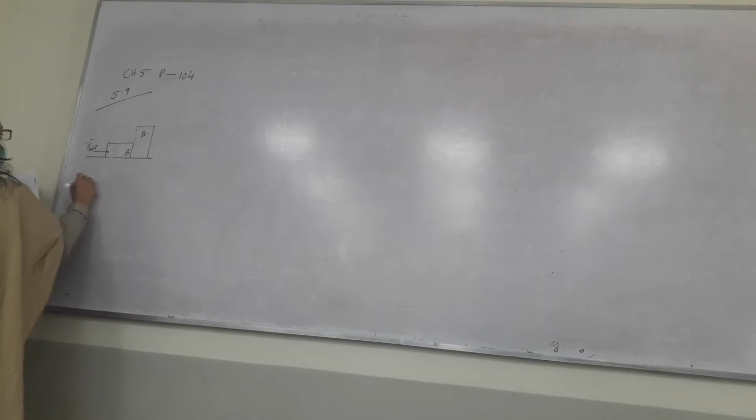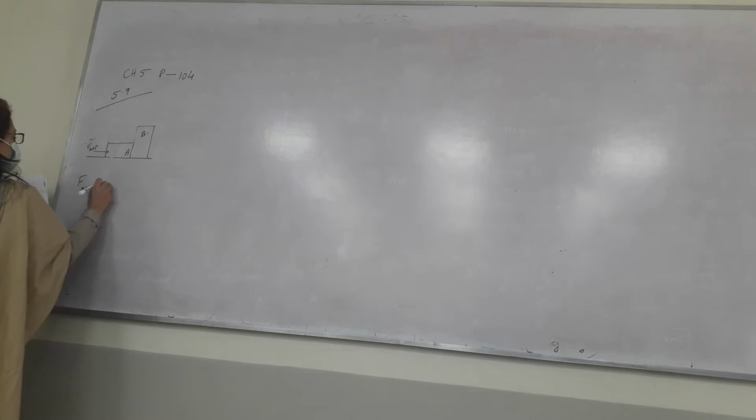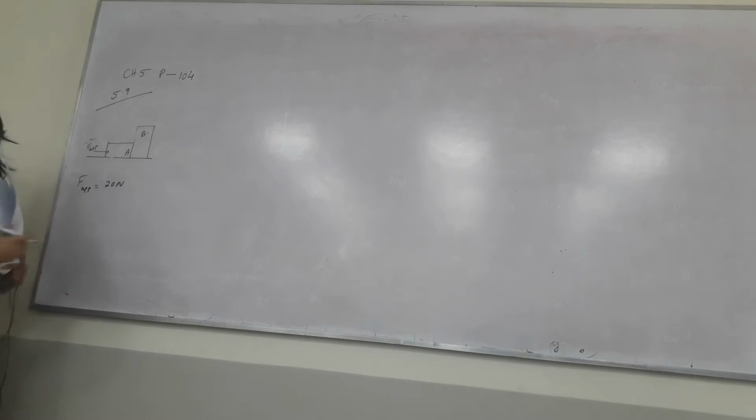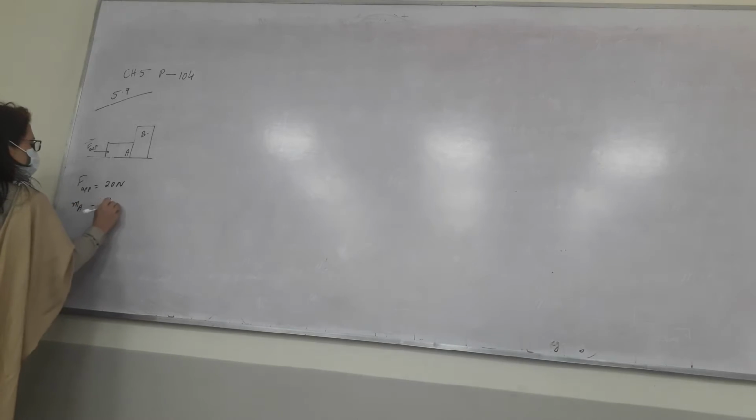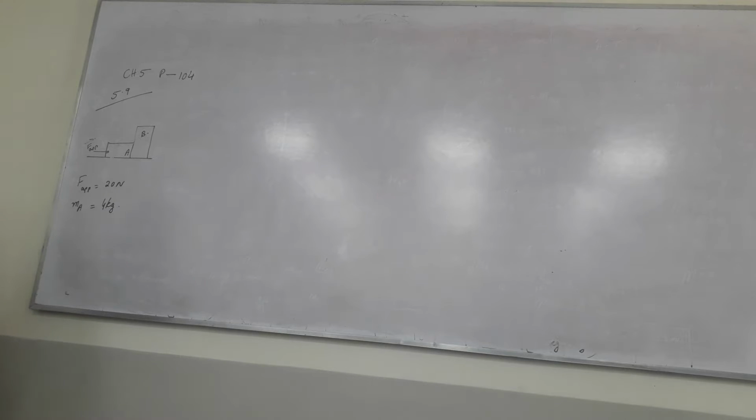Now what's the statement? A constant horizontal force F applied of magnitude 20 newtons. So it's given that F applied is equal to 20 newtons, and it is applied to block A of mass 4 kg. So the mass of block A is equal to 4 kg.